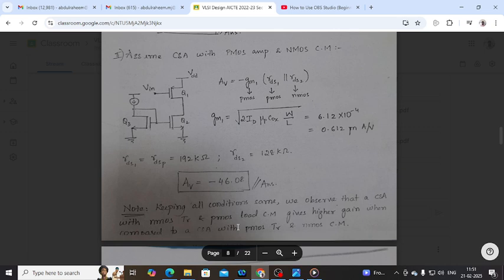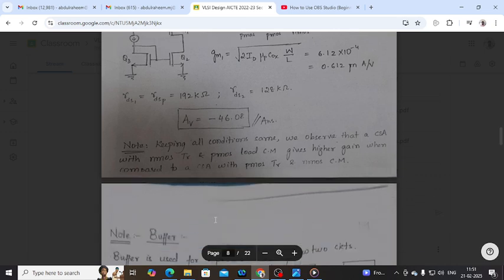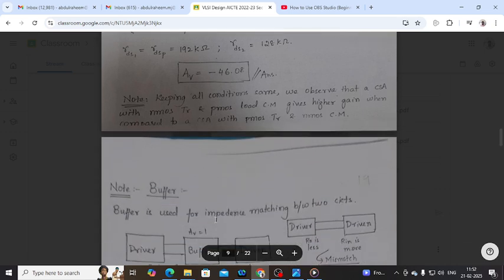With an NMOS transistor and PMOS load, the current mirror will give higher gain, compared to the common source amplifier with the PMOS transistor and NMOS current mirror. When you look at the gain, it is a little higher, but considering stability, the upper transistor will always be 2.5 times greater than the NMOS. The NMOS mobility is a little more, so that's the reason the gain has changed.